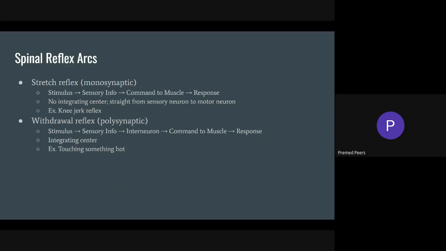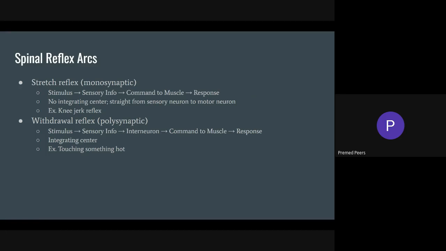And so what happens here is that you have a stimulus that triggers sensory information, which travels through a sensory neuron. And then it goes straight to a motor neuron that evokes a response. This is called monosynaptic from the name because there's only one synapse in this reflex. You're going straight from sensory to motor. An example of this is the knee-jerk reflex.